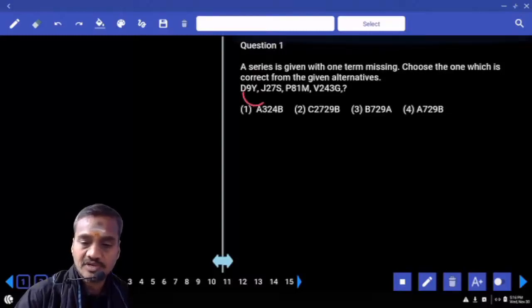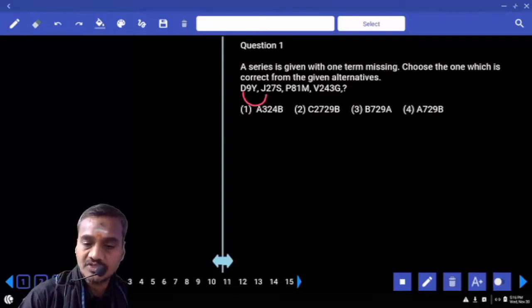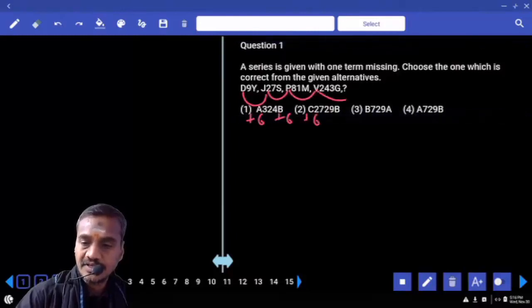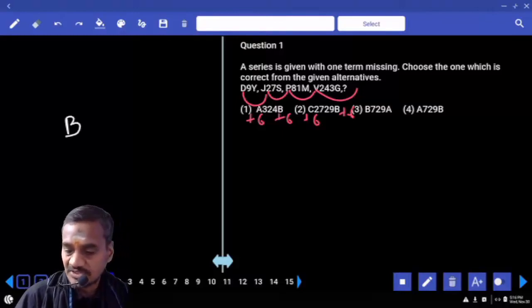First we need to compare the first two letters. D and J, what is the difference between these two? Plus 6. J and P, again plus 6. P and V, plus 6. Again V plus 6, 22 plus 6 is 28. Now the 28th letter is B. Now B is the first letter. The first letter differs with plus 6.